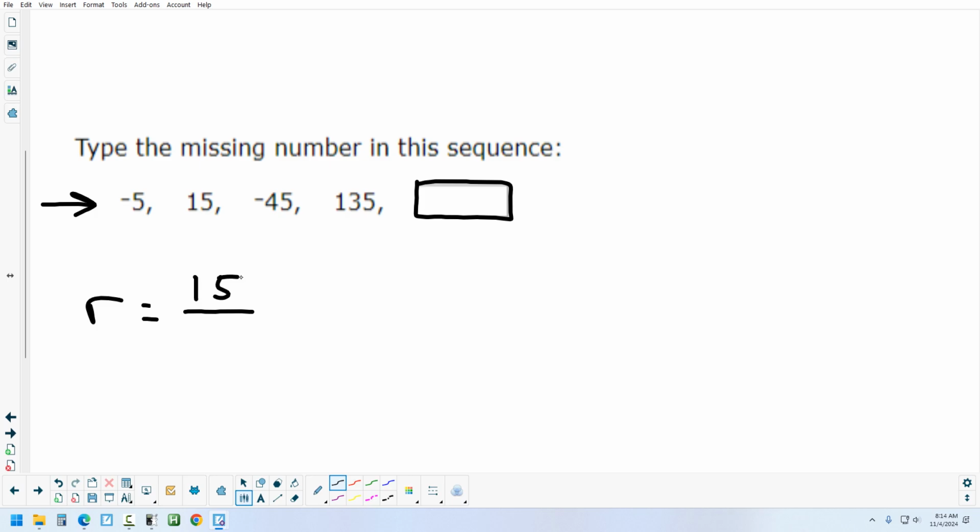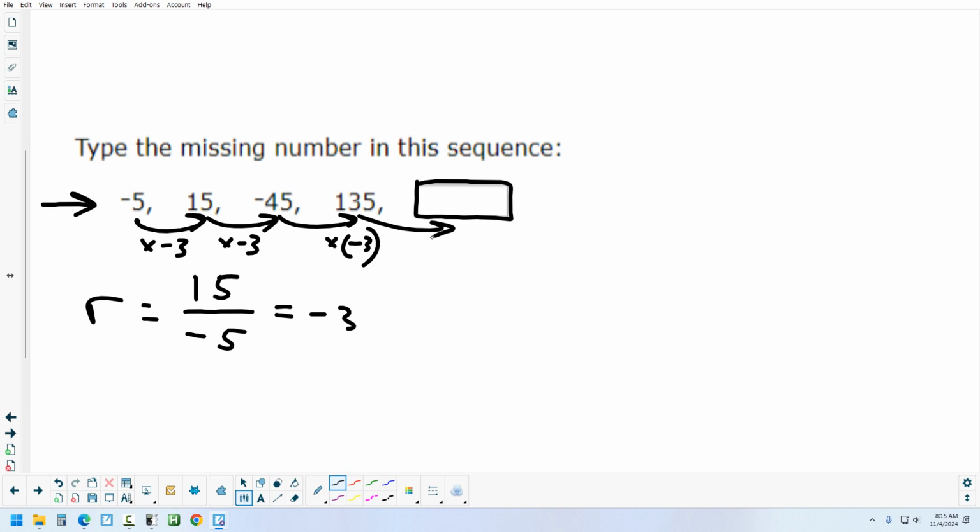So 15 divided by what? Negative 5. Perfect. Just don't pick the first one because you need to use one term and then the one before it. There's nothing before the first one. And what do we get if we do 15 divided by negative 5? Negative 3. Okay. So now I know what I'm multiplying by each time. It's times negative 3, times negative 3, times negative 3.